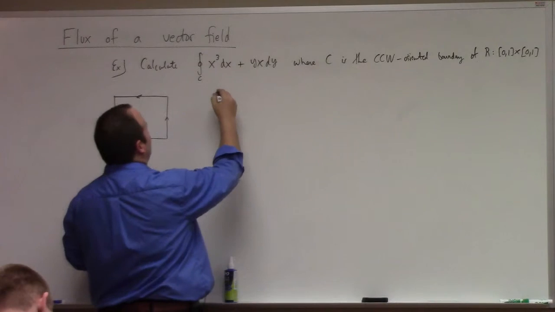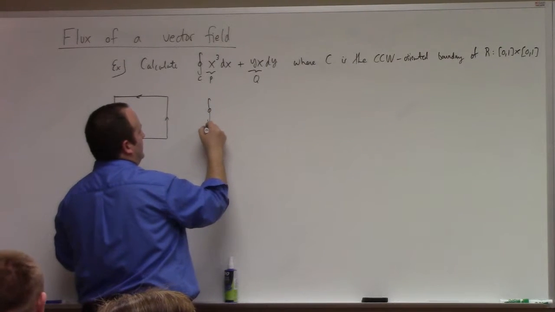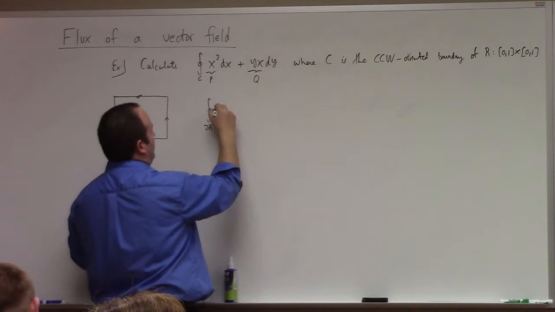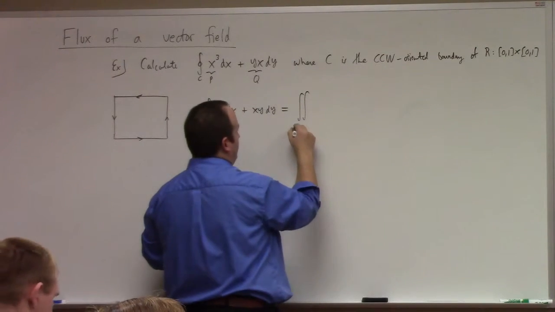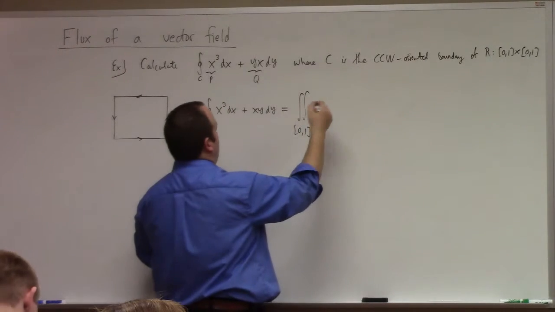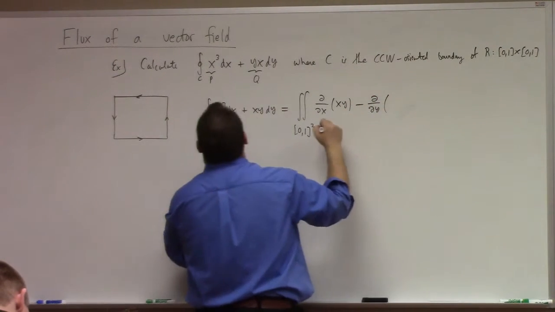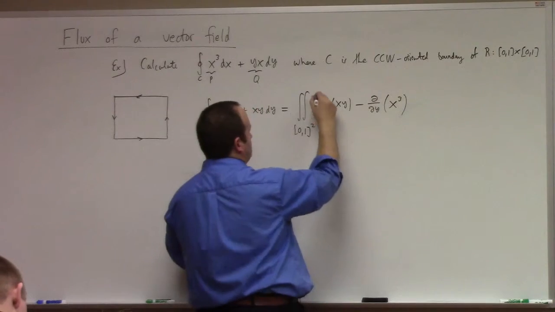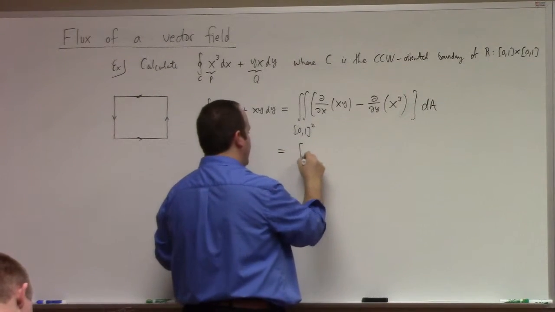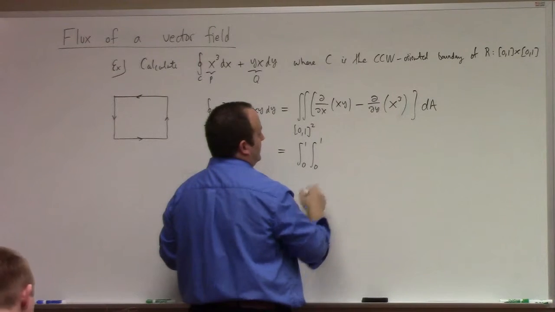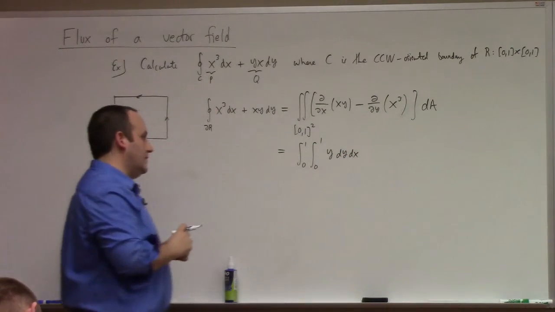So check this out. What is this? This is P. This is Q, right? So the integral around the boundary, I'll use boundary of R, equals the double integral over the unit square of, what do we got? Partial x of xy minus partial y of x cubed dA, which is the integral from 0 to 1, integral from 0 to 1 of y dy dx.